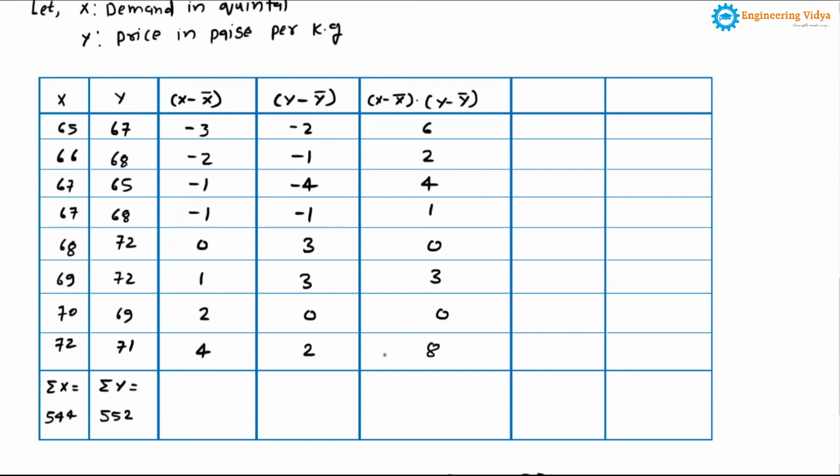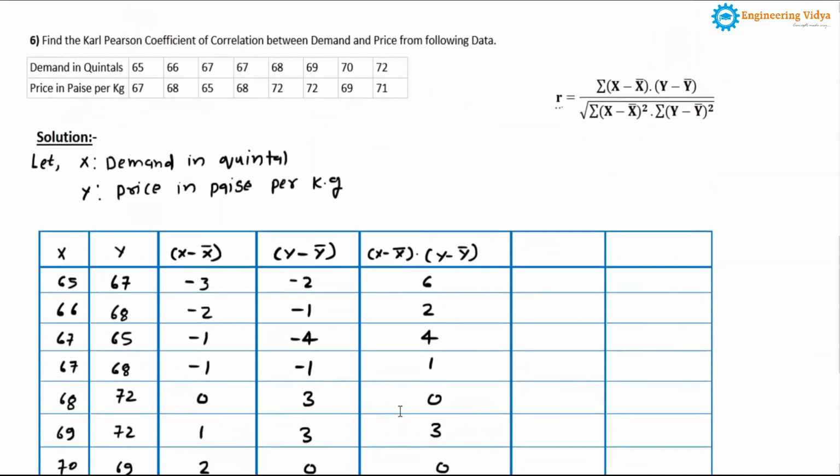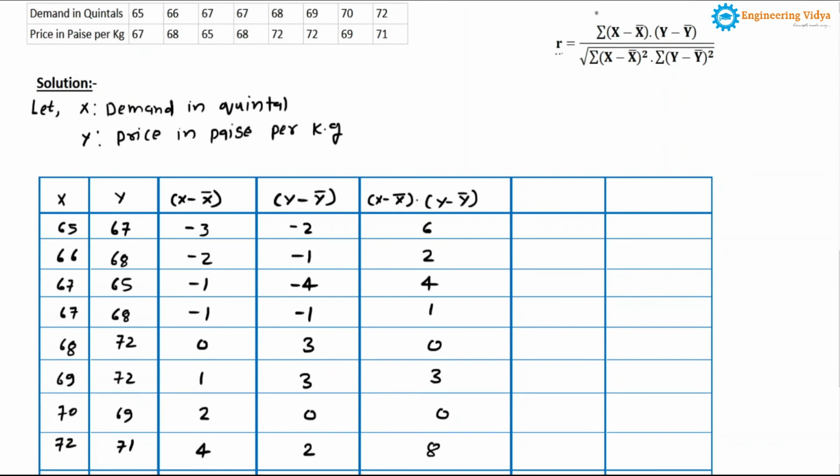Now after that, in the numerator we need to take the summation of all, right? So here we'll find the summation of everything. So the summation of x minus x bar multiplied by y minus y bar we need to calculate here. As soon as I take the summation of everything, here we'll get 24. So now we have successfully calculated the numerator, right? But in the denominator we need to find the summation of x minus x bar the whole square, right?